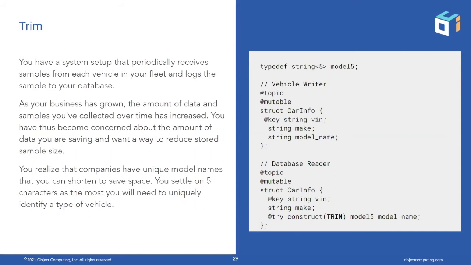You've decided that each sample has make and model, and that maybe you can shorten the model name and get away with it because companies typically don't name their cars very similarly. And so you want to shorten the model to just 5 characters.